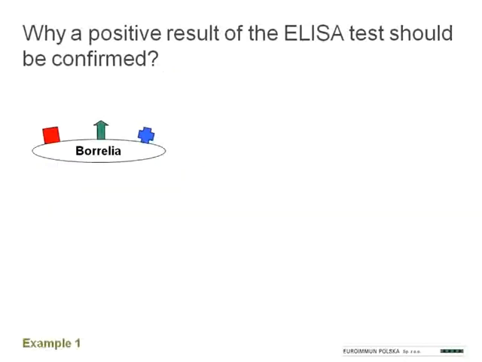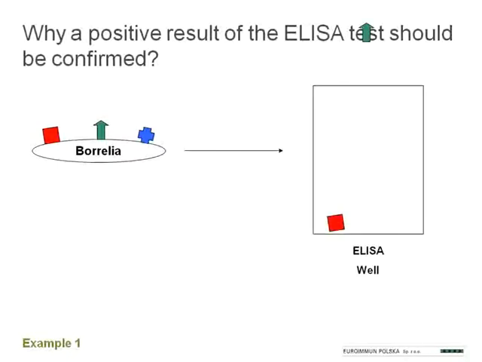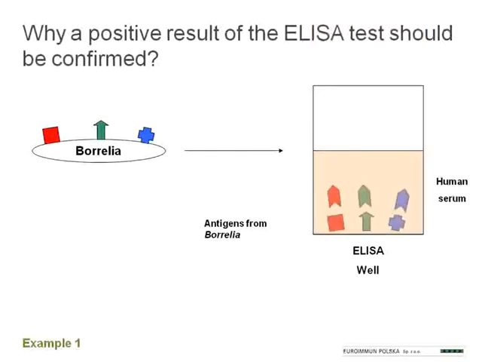A screening test should be as sensitive as it can be. This is why we do not select antigens. We take the full extract of antigens from Borrelia. We coat the ELISA well with them, and then you incubate it with human serum. If the patient has had contact with Borrelia in the past, the antibodies are bound here. Of course, we receive a positive result.